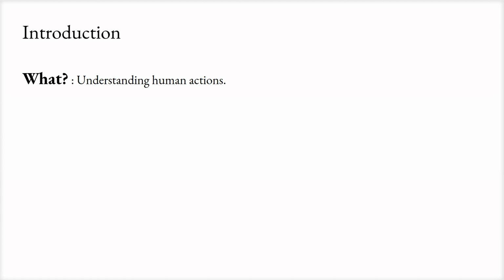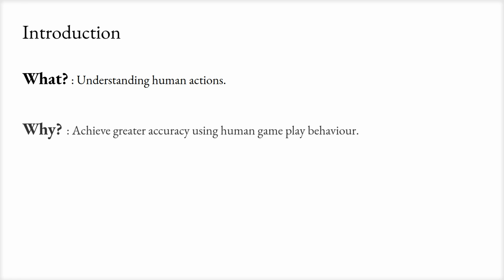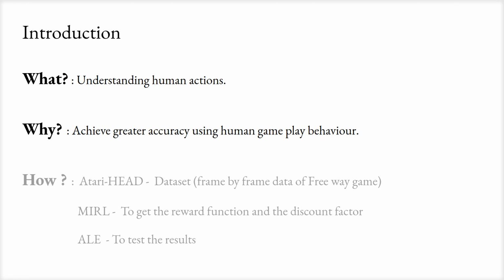So, what are we doing in this project? Analysis of human actions in multitask settings such as gameplay to understand how humans prioritize different subtasks that lead to the end goal and how it relates to the actions. Why are we doing this? To achieve greater accuracy using the insights from human gameplay actions, which is typically hard to achieve by many black box algorithms. So how are we achieving this?